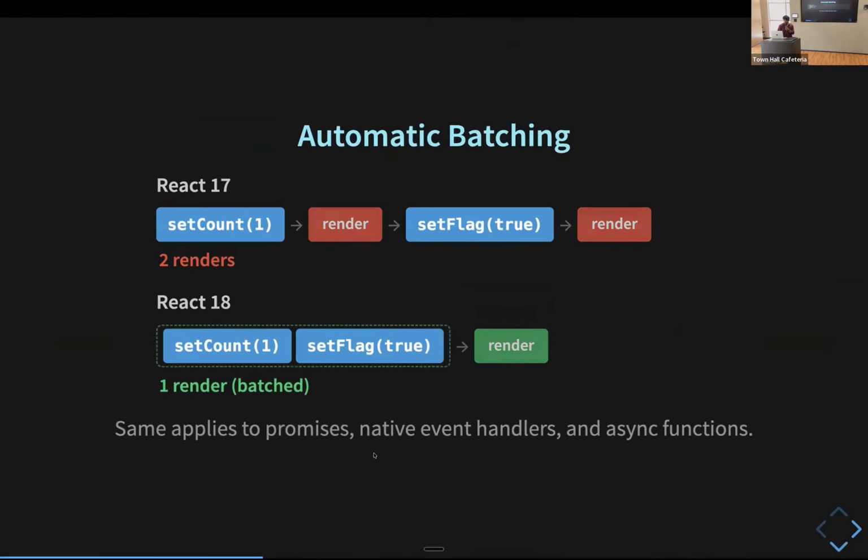The same thing actually applies for promise and native events as well. By the way, React 17 also had batching, but those are only for click events, like the synthetic React events. But with 18, they expanded it to a lot of other surface areas like promises, native events, and async functions and all that.